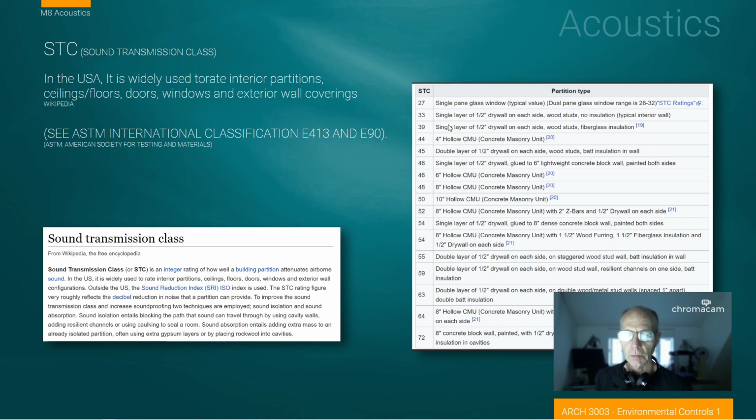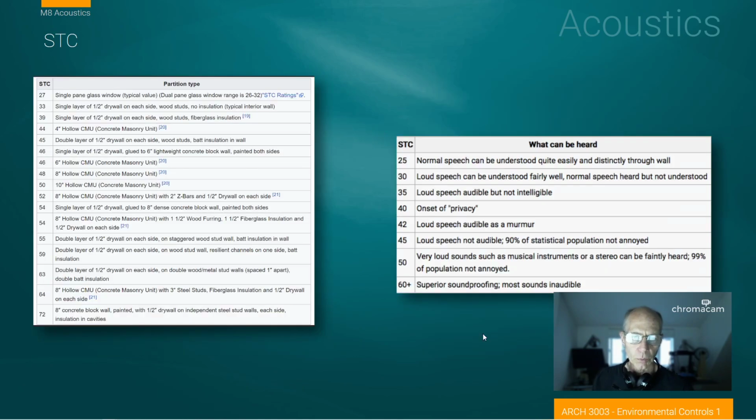For instance, a single layer of drywall on each side of a wood stud has a sound transmission class of 33, down at the porous level. And then the best performing things are up at the top: concrete block wall, painted, so there's no permeability to it, with drywall on it, then a steel stud wall on each side, and insulation in the cavity. So these are to create a very high level of sound isolation between two rooms.